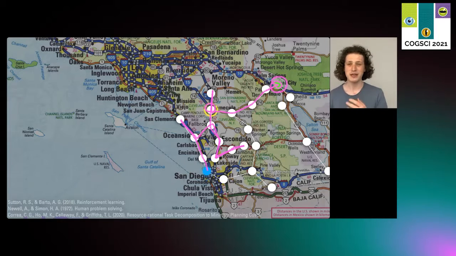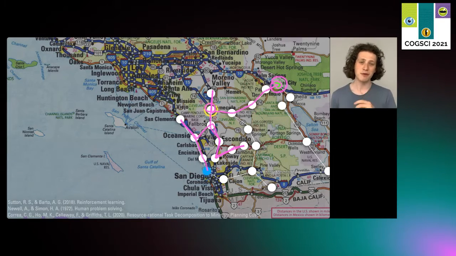Intermediate states, here Temecula, make planning easier by reducing the size of the graph that needs to be searched. However, there is a cost associated with choosing subgoals as well. So, how do we choose subgoals, and how do we balance searching for actions and expending this upfront effort to make action search easier?